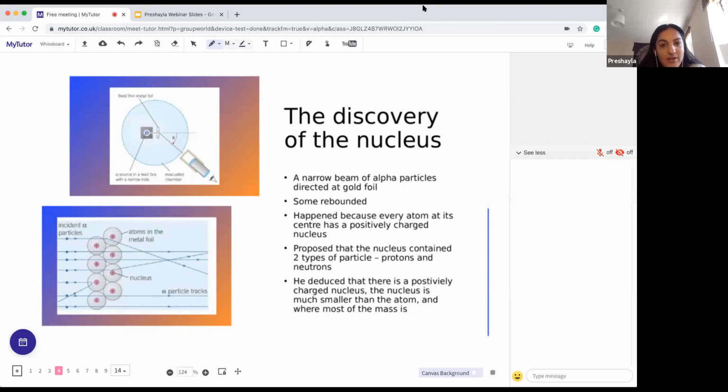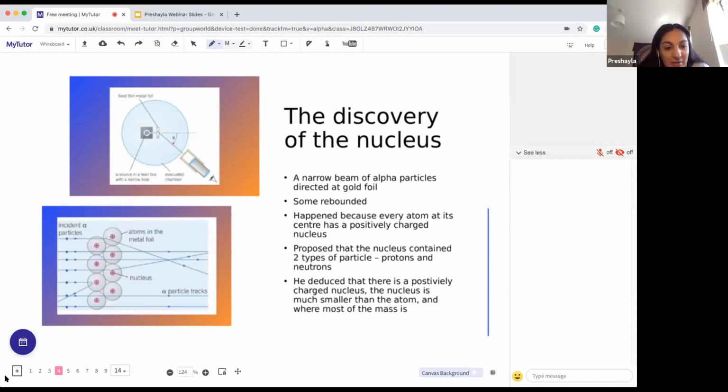Why would the alpha particles be rebounding? Yes, they might not get through, but why should they come all the way back to the source? Well, he decided that this was because every atom at its center has a positively charged nucleus. So he proposed that the nucleus contained 2 types of particles, protons and neutrons, through this experiment. And we'll see more about this later.